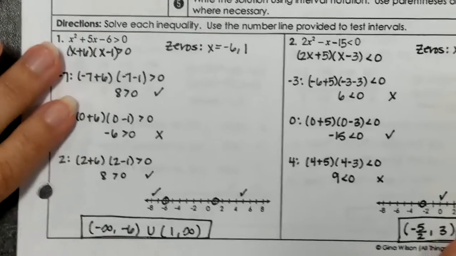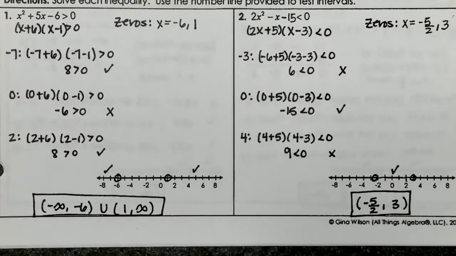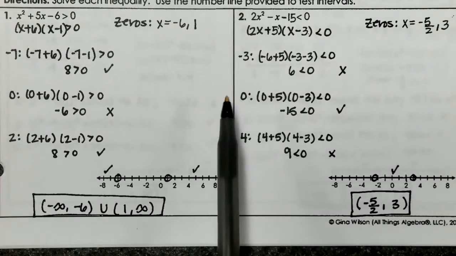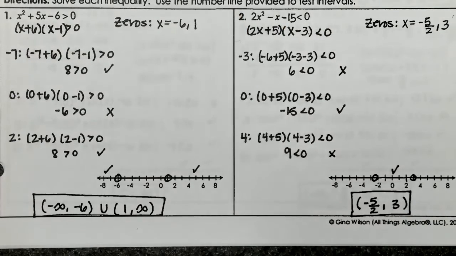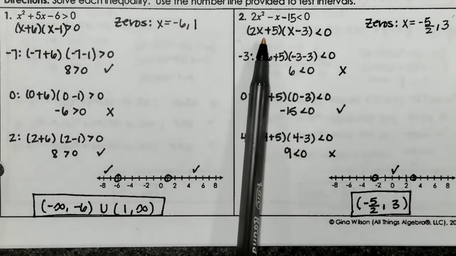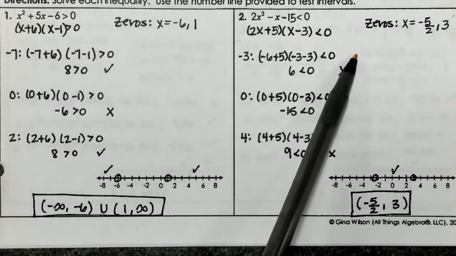Yes? Let's try number 2. Number 2 says 2x squared minus x minus 15 is less than 0. All right, so factor completely. It's already set up to 0, so they did step 1 for you. So now we're factoring completely.